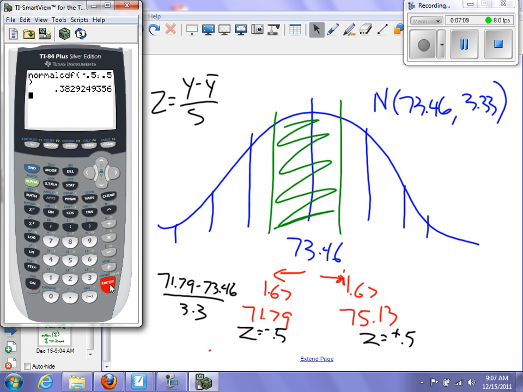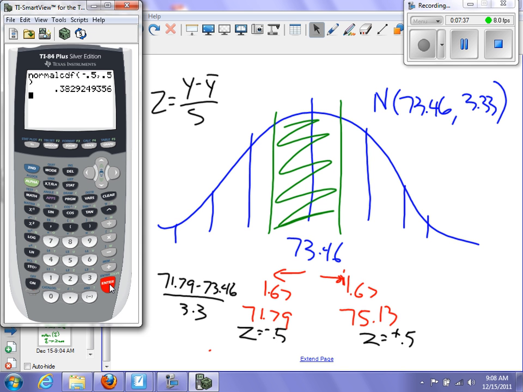Think about this here, right? If they were asking me what percentage of the times should be above 75.13, then I would have my left z here, and I'd have my right z across the street at 99. Does that make sense, everybody? Okay. So they're telling me 38% of the time I should be between these two scores, right?